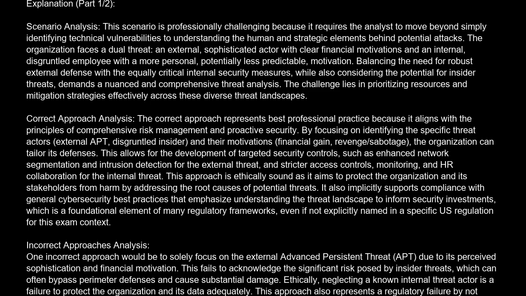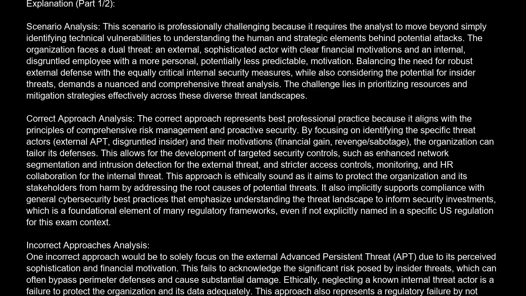This approach is ethically sound as it aims to protect the organization and its stakeholders from harm by addressing the root causes of potential threats. It also implicitly supports compliance with general cybersecurity best practices that emphasize understanding the threat landscape to inform security investments, which is a foundational element of many regulatory frameworks, even if not explicitly named in a specific U.S. regulation for this exam context.